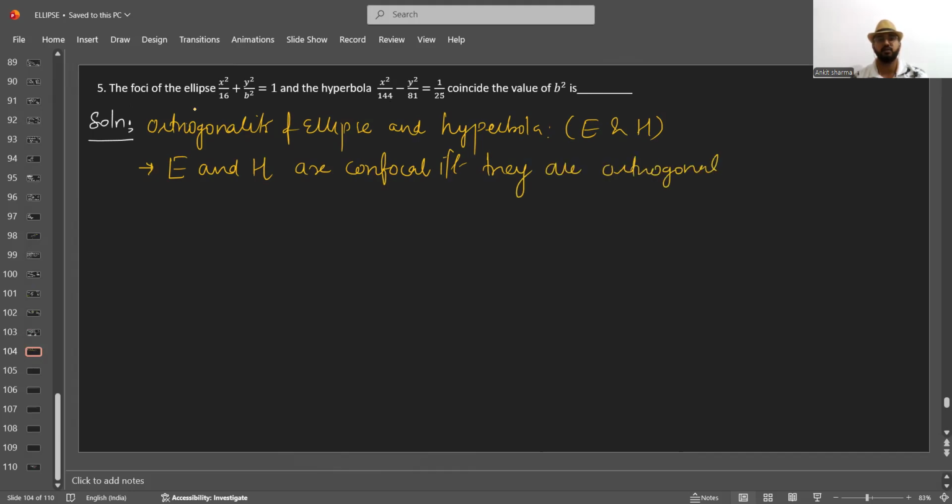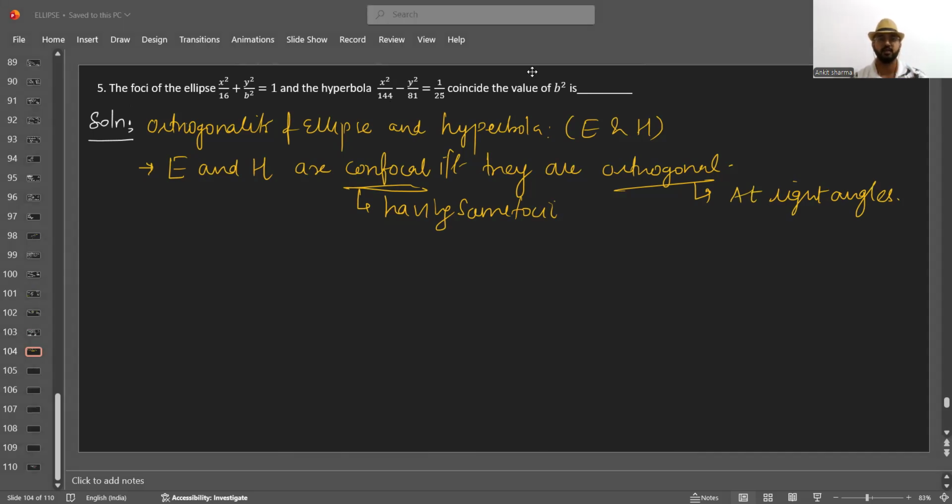That means if they are orthogonal, they are confocal. If they are confocal, they are orthogonal. Confocal means having the same foci. And orthogonal means they are at right angles. They intersect at right angles. So orthogonality of two curves, we check when they intersect at 90 degrees at all the points of intersection. So now we are saying that they're confocal. So the condition for the orthogonality of ellipse and hyperbola.